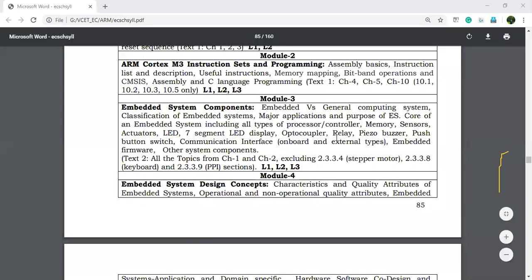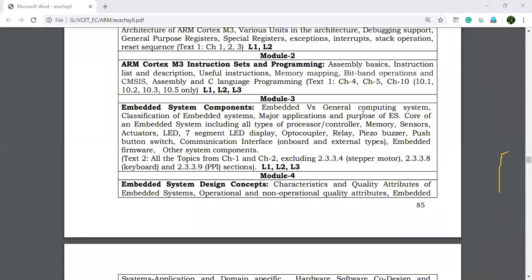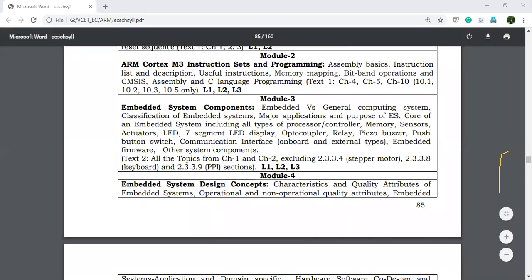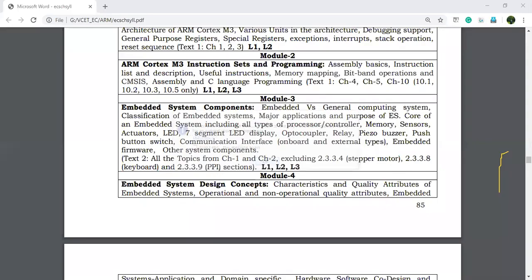Under module 3, basically we are dealing with embedded system versus general purpose computing system. What is an embedded system? What are the applications of embedded systems? And the different components available in the embedded system, like the various sensors you are using, the different types of sensors or the actuators. All those topics you will be studying in this module. So we'll go with the introduction, that is embedded system components.